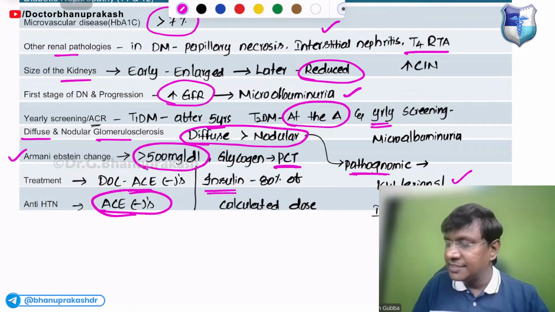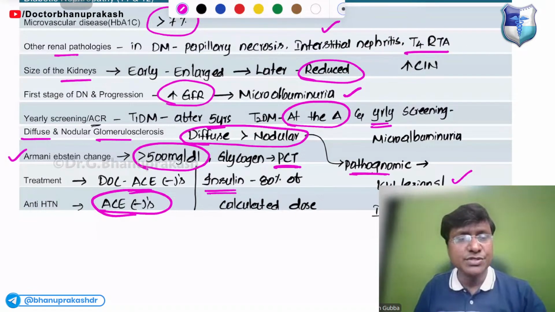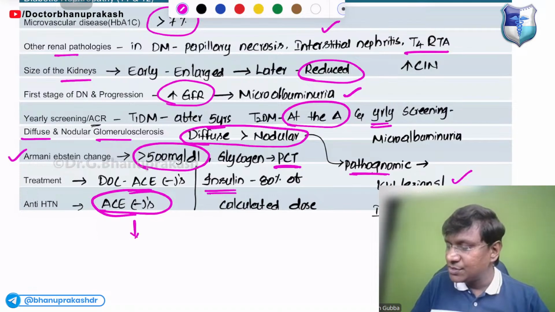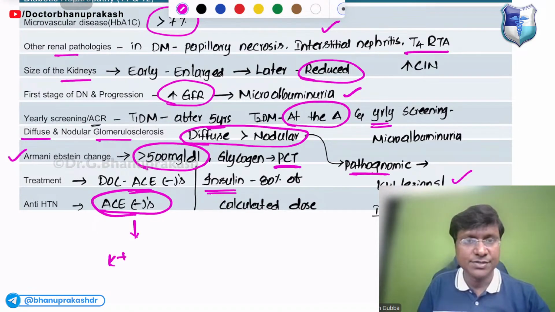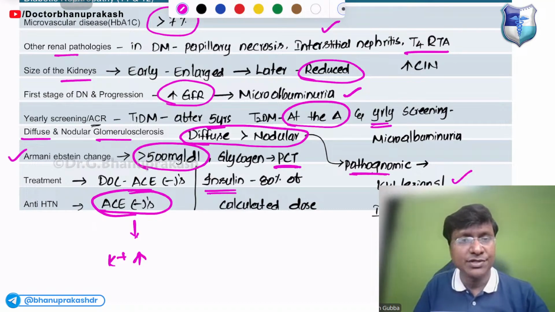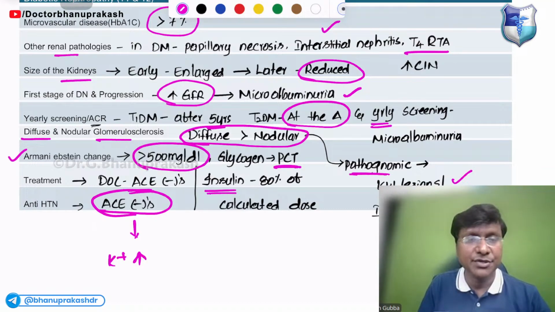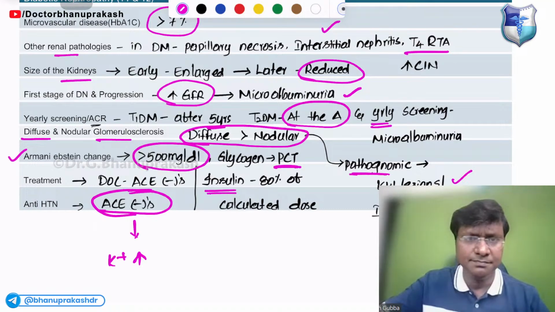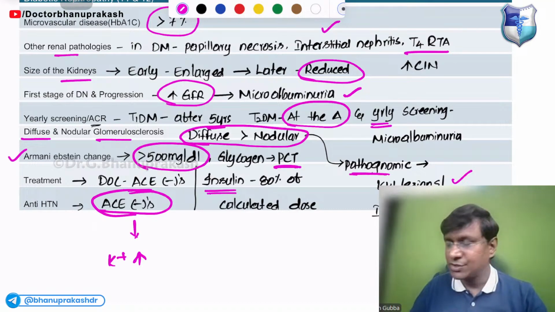And these ACE inhibitors will also be used as antihypertensives. But whenever you're giving ACE inhibitors, you need to monitor the potassium levels, right? Why? Because ACE inhibitors will inhibit aldosterone synthesis, and that will cause an increase in the potassium levels. That is the reason why whenever you're giving ACE inhibitors, you have to monitor the potassium levels, okay? So this is about diabetic nephropathy. Then we'll move on to the next topic.